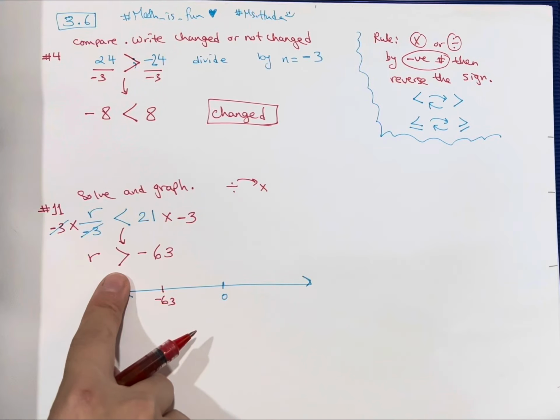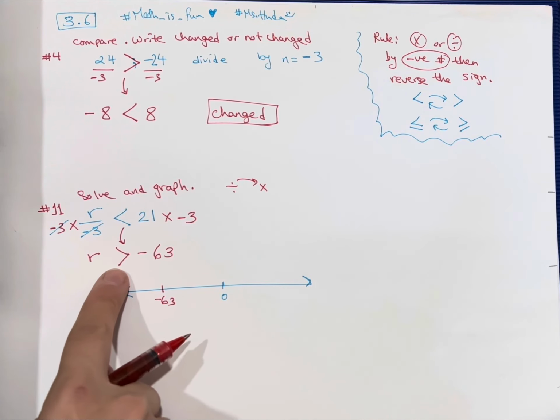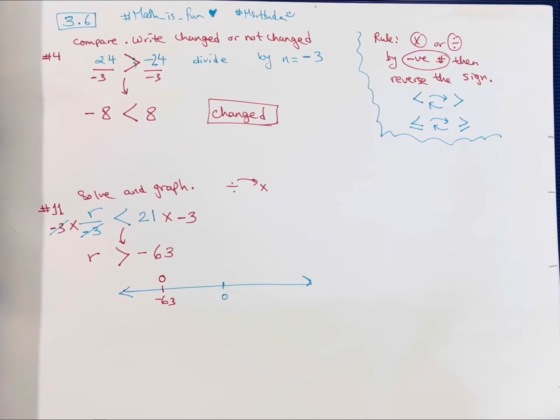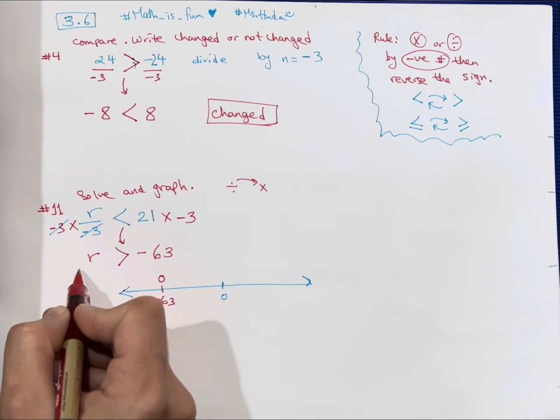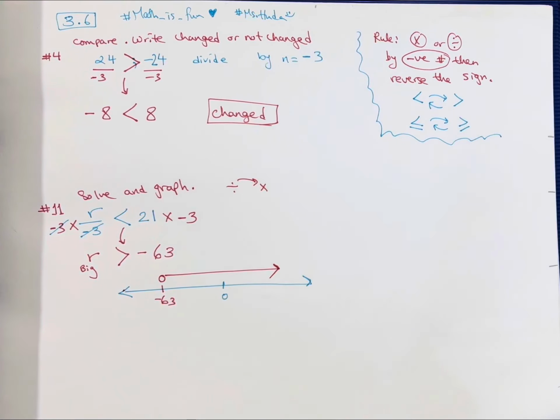I take a look at it. For those students that till now don't know how to graph, go back to 3.5. So watch the video of 3.5 to know how to graph. In here, I have to put an empty circle. There's no equal sign. And r is greater. That means r is the big number. So I'm going to the right side. All right, dear students?